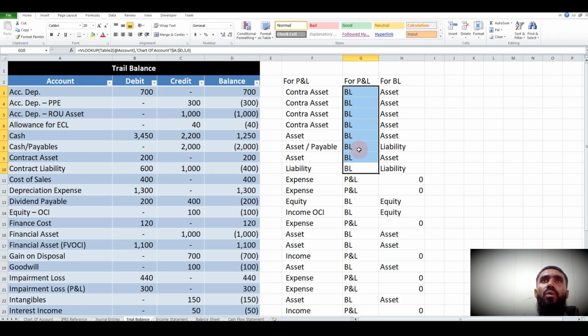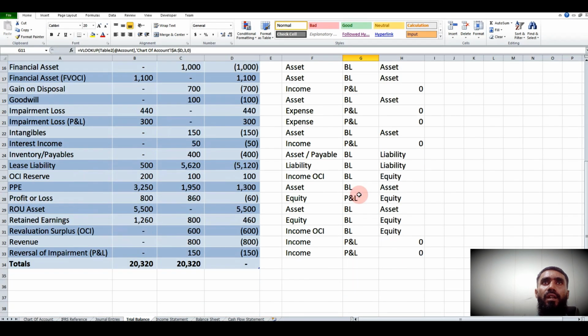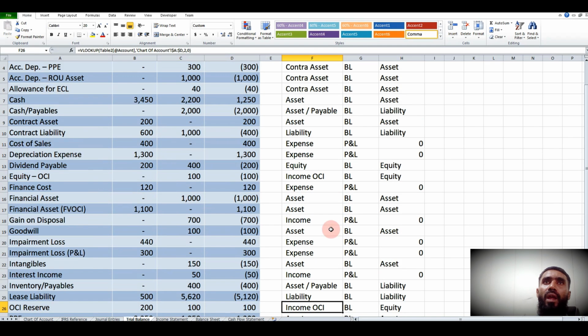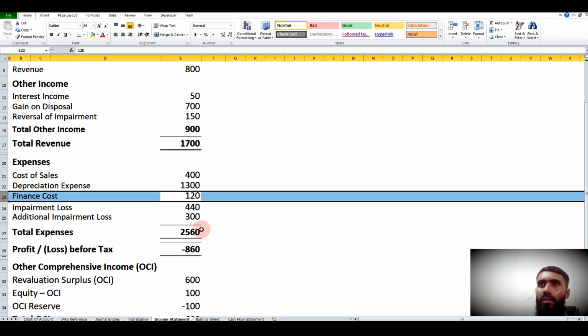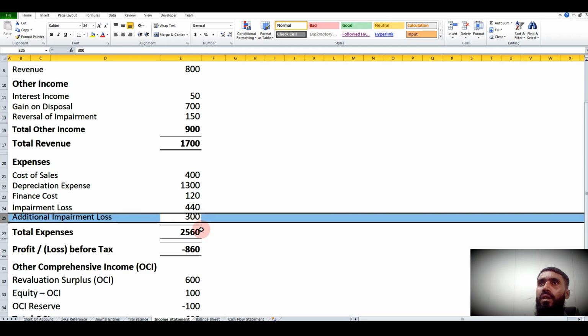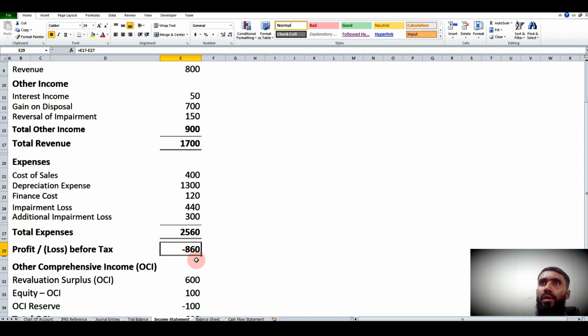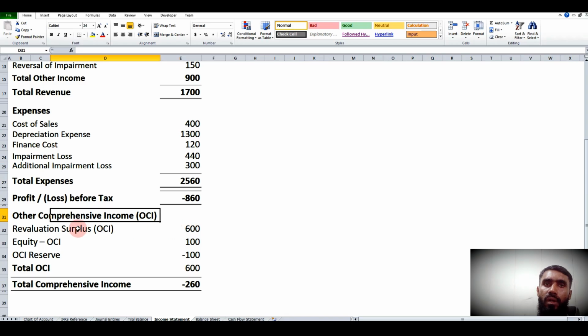Which account goes where? These are our balance sheet items. These are our profit and loss statement items, and which ones are other comprehensive income items. Now, here is the income statement: finance cost, impairment loss, additional impairment loss. Here I have a negative 860, profit and loss before tax.